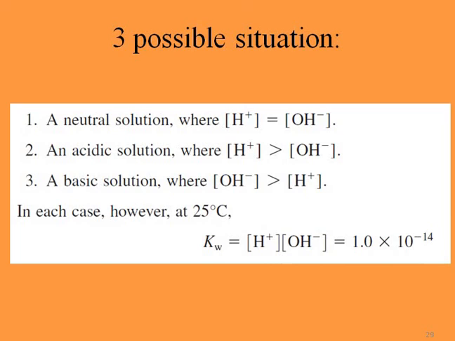Case 2, an acidic solution, when the concentration of proton is greater than concentration of hydroxide ion, and in a basic solution the concentration of hydroxide ion is greater than the concentration of hydronium or proton concentration. In each case, however, at 25 degrees Celsius, Kw is constant. So it means that it doesn't matter if any of them is greater than the other, but the multiplication of these two concentrations is always constant at 25 degrees, and it is equal to 10 to the power of negative 14.